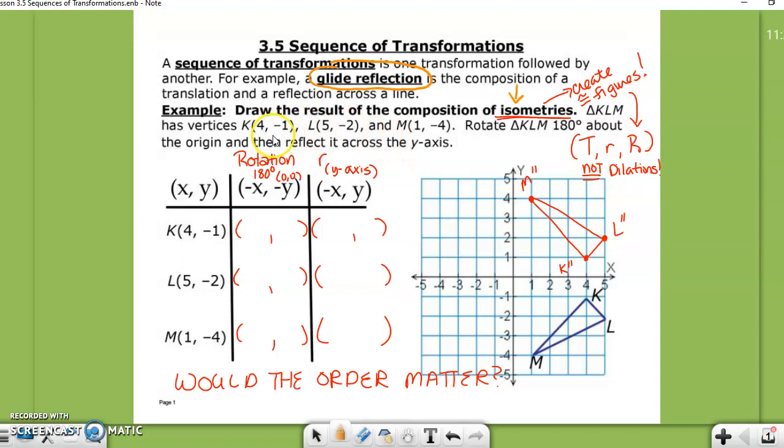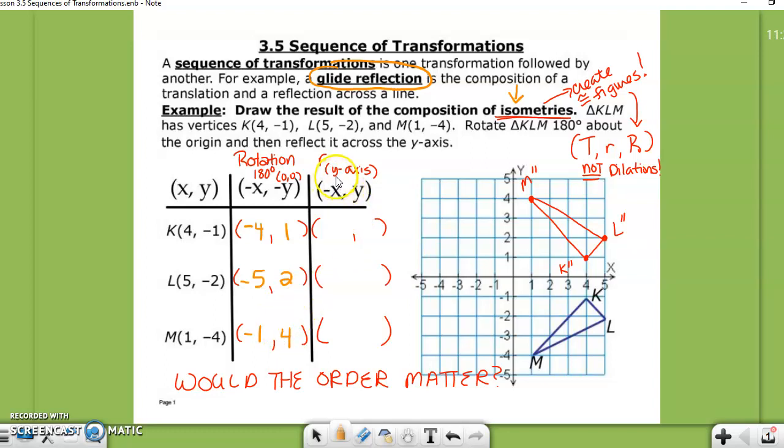So now we're taking triangle KLM, and we're going to rotate it 180 degrees about the origin. So our rule for that is the opposite of x, the opposite of y. So I start with that. I look at the opposite of my x values, and I just start writing those down. And then I have to look at the opposite of y. The opposite of negative 1 is positive 1, positive 2, positive 4.